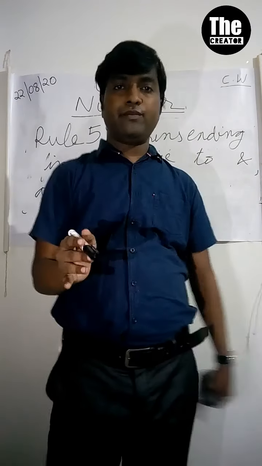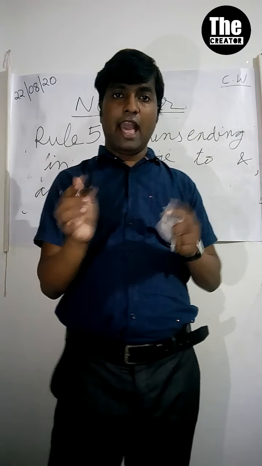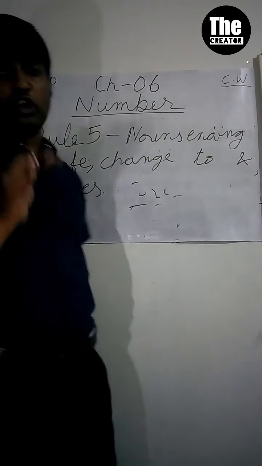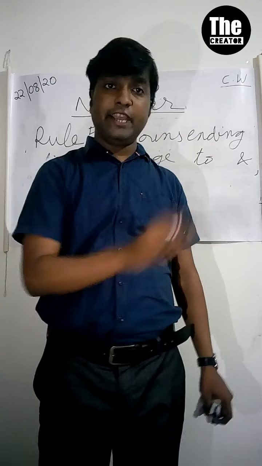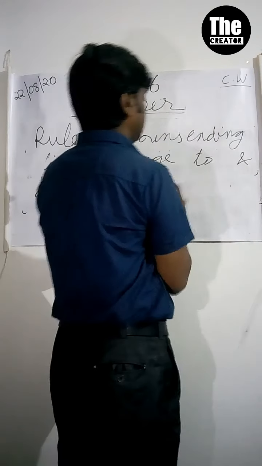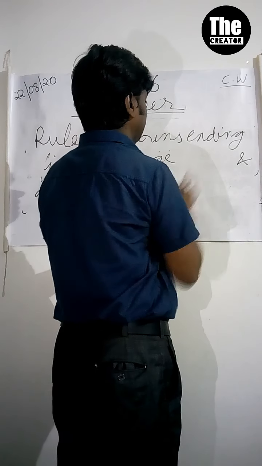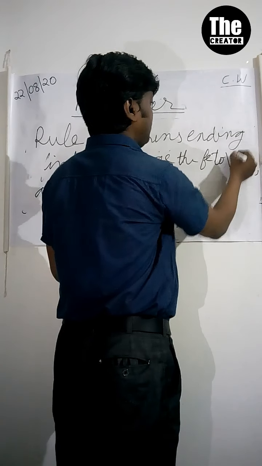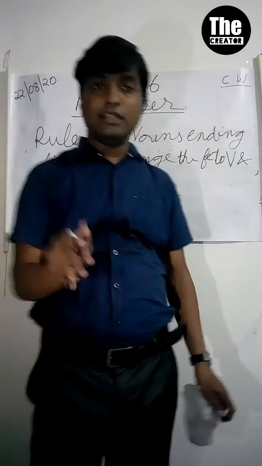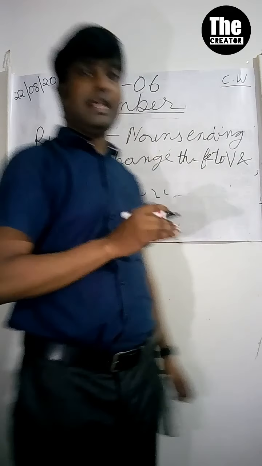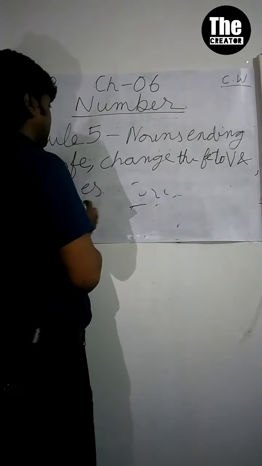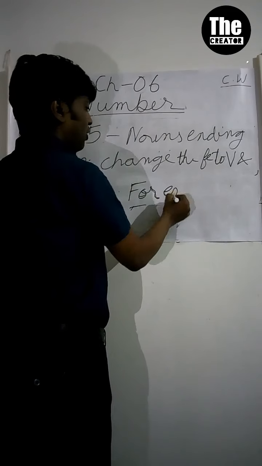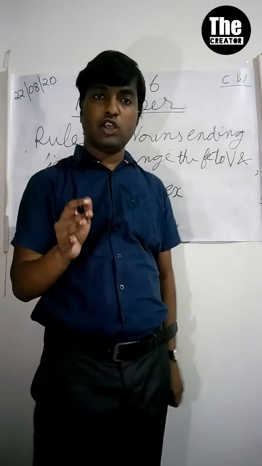Now rule number 5, nouns ending in FE. Nouns ending in FE. F and E is there. Change the FE to V and add ES. Then it would become its plural form. Got it?